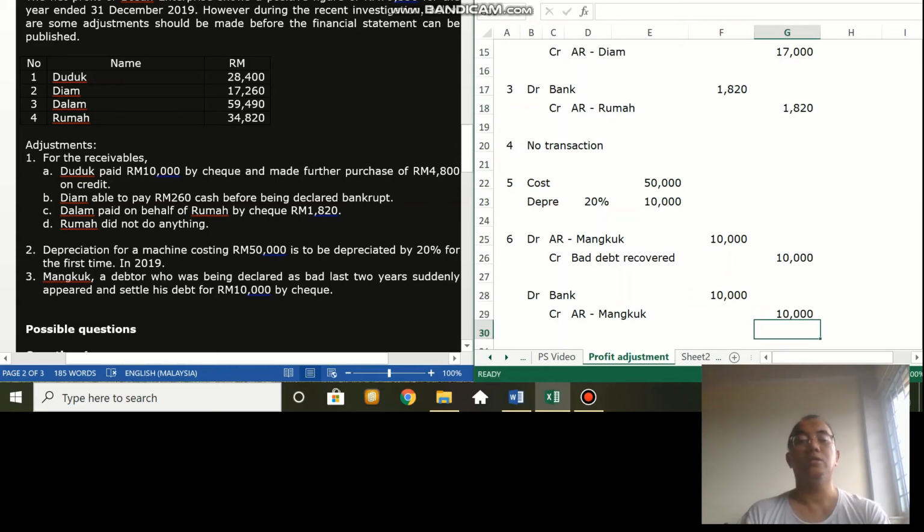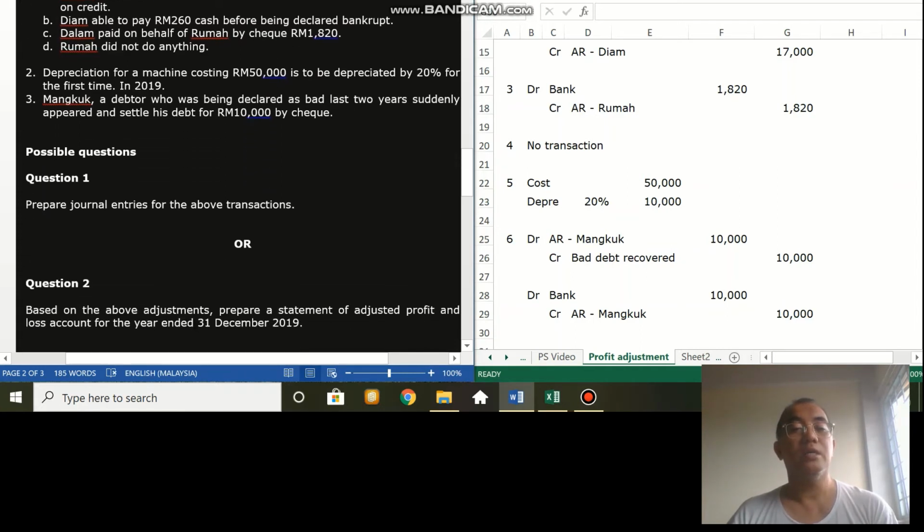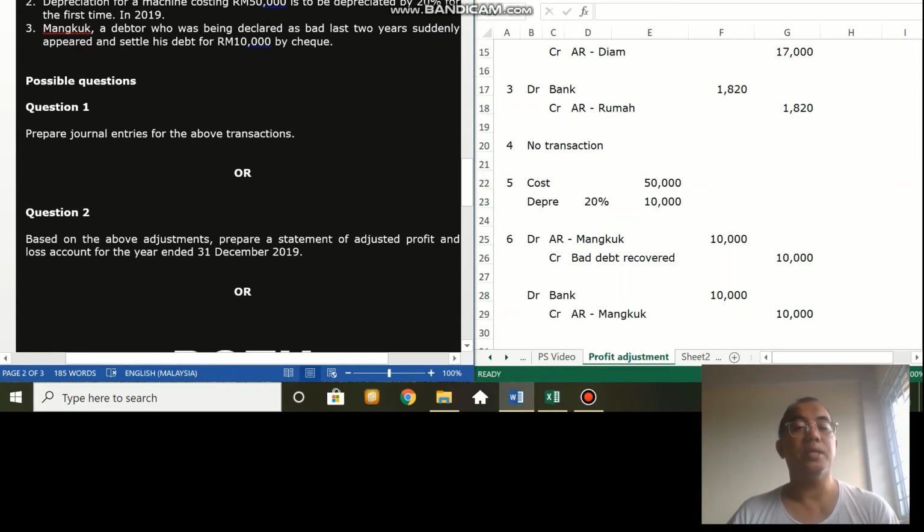Okay, so that's it. That is the answer for possible question number 1, if the question asks you to do the journal entries. Alright, move on to if the question asks you further: based on the above adjustments, prepare a statement of adjusted profit and loss account for the year ended 31st December.